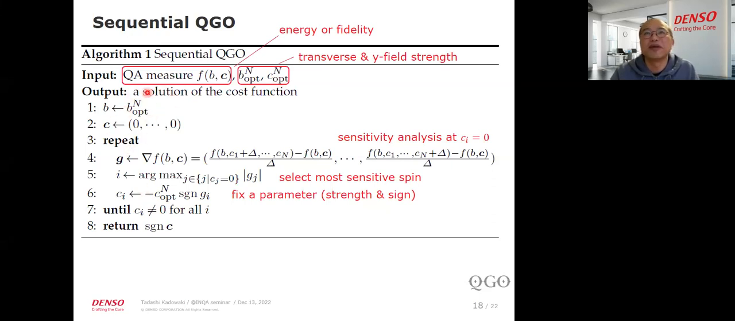The algorithm will initialize those parameters and conduct a sensitivity analysis, which is to calculate the gradient at Ci equals zero, and select the most sensitive spin, the one with the largest gradient among those spins. We fix that parameter, and repeat this until all of the spin parameters are fixed. Once all the parameters are fixed, that plus or minus, up or down, information represents a ground state.